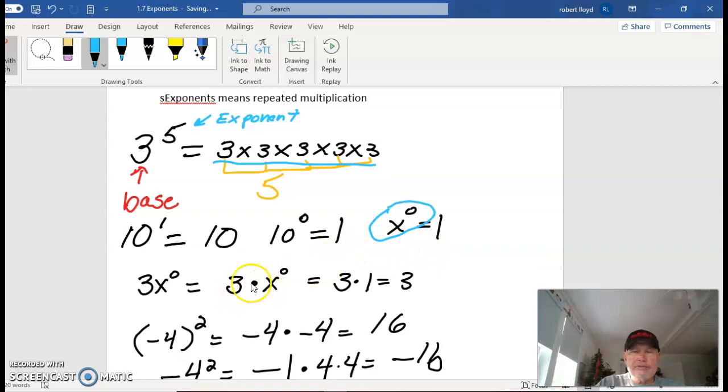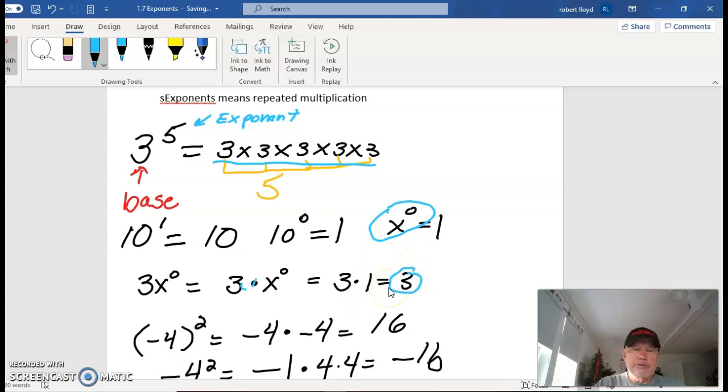Having said that, you have to be careful when you have something like this, 3x to the 0 power. The x is to the 0 power, the 3 is not. So what it means is 3 times our x to the 0 power. So it's 3 times 1, or 3.